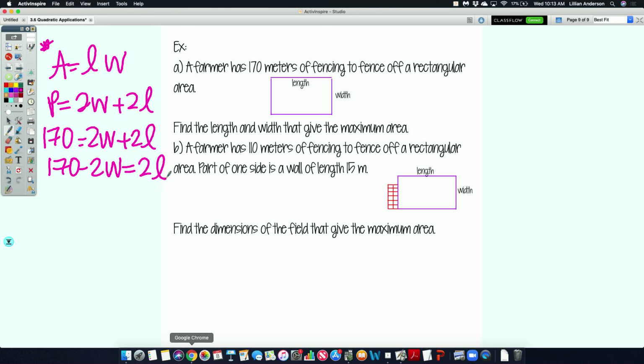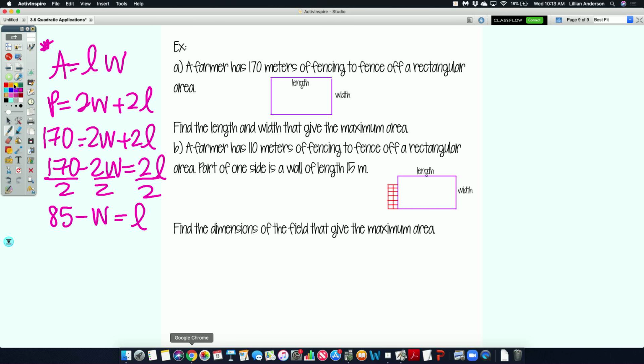So I'm going to subtract 2W from both sides, and then I'm going to divide everything by 2 to get L by itself. Now when I do that, 170 divided by 2 is 85. 2W divided by 2 is just the W. So 85 minus W equals L.